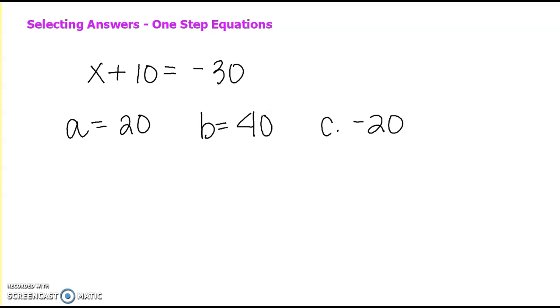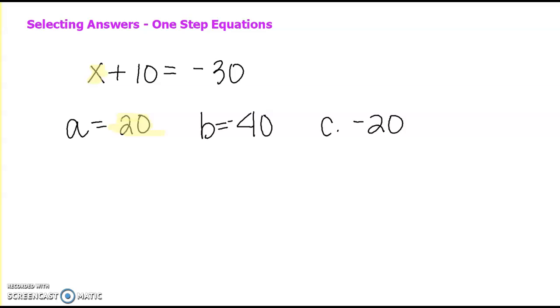All right, so let's take a look at the next one. We have x plus 10 equals negative 30. So again, rather than solving it straightforward, if you are given options, you can use the evaluation method to figure out which one it is. So here again is my equation. I have a number plus 10 equals negative 30. So let's try the first option of 20.